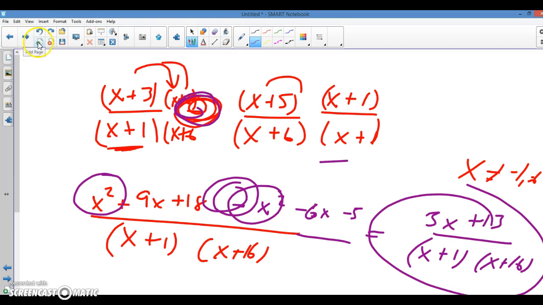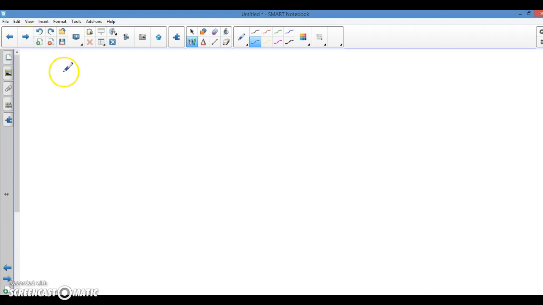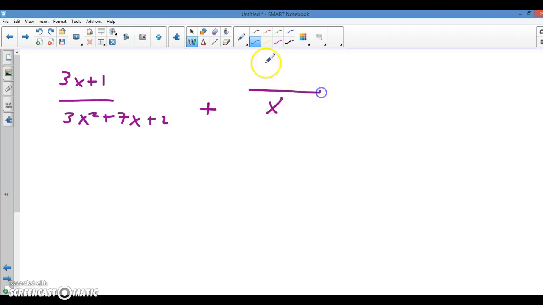So for example, let me just look at one of the examples we have here, number 11 from your note. Number 11, you have this. So 3x squared plus 7x plus 2 plus x plus 2 over 2x squared minus x minus 10.